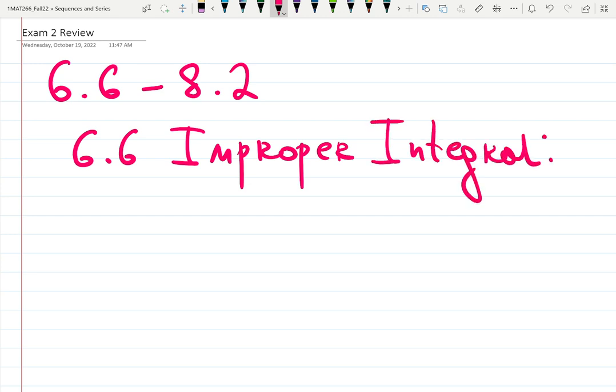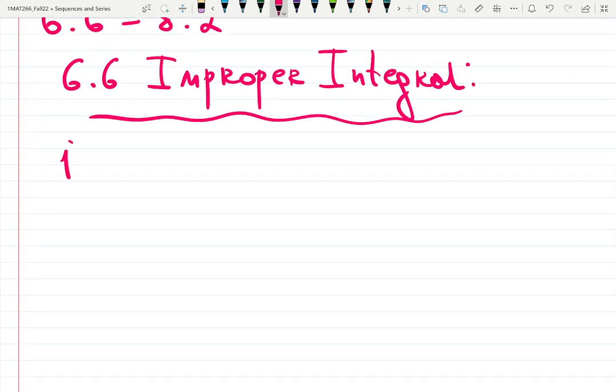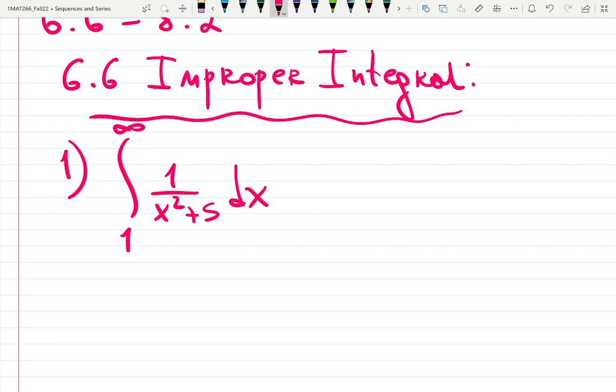Improper integrals, there are 3 types we gave you. Type 1, the obvious one. It's like from, I don't know, 1 to infinity, whatever that integral is. Say 1 over x squared plus 5. Actually, let's do the one I see in front of me. Why create something new if there is an integral in front of me? 0 to infinity, 1 over 4 plus x squared.